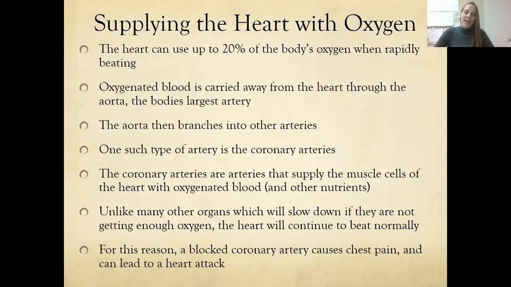The heart can itself use up to 20% of the body's oxygen when it's beating quickly, and oxygenated blood is carried away from the heart through the aorta, which is the largest artery of the body. That aorta then branches out into all of the other arteries, and one of those arteries is the coronary arteries. So the coronary arteries are the arteries that supply oxygen to the muscles of the heart. So they essentially wrap around the outside of the heart.